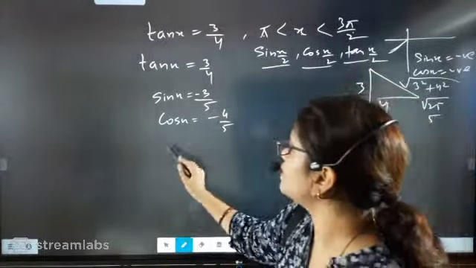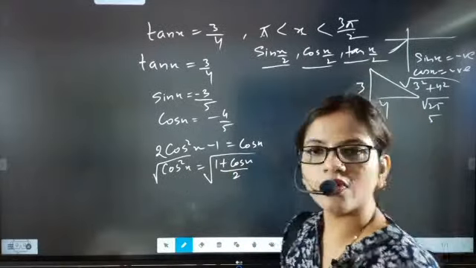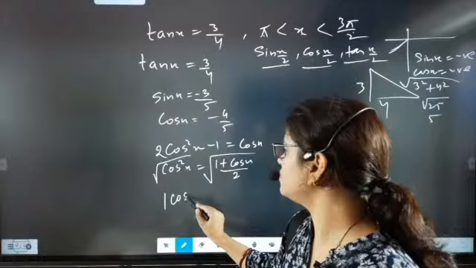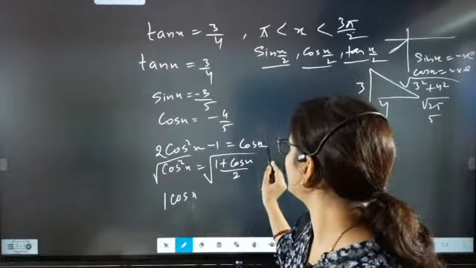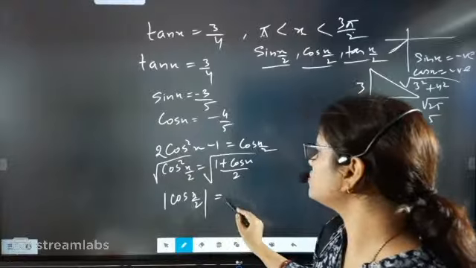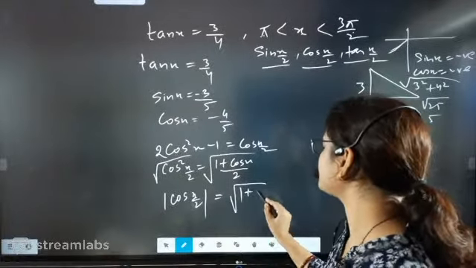You already have the cos x formula. Now shift this side: cos square x equals (1 plus cos x) by 2. Take the square root. The moment you take the square root, beta, it becomes the modulus of cos x by 2. Here it is cos x by 2, so now it is coming modulus of cos x by 2.